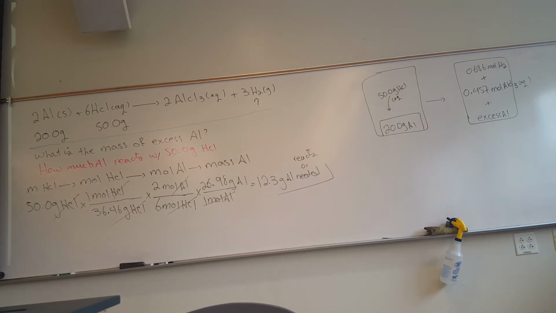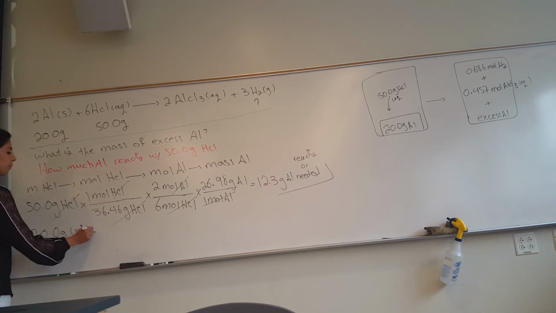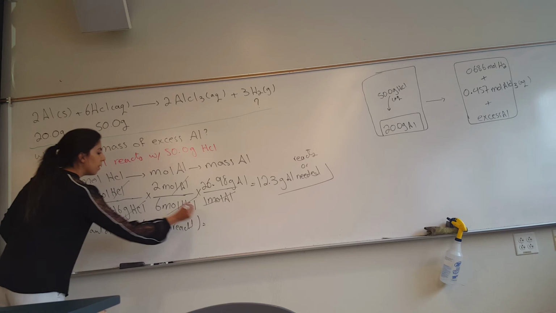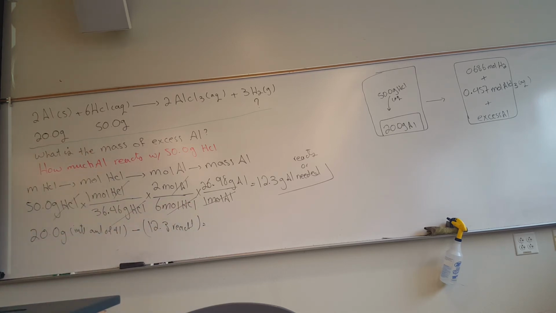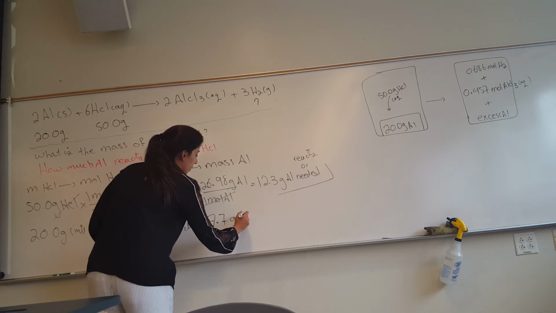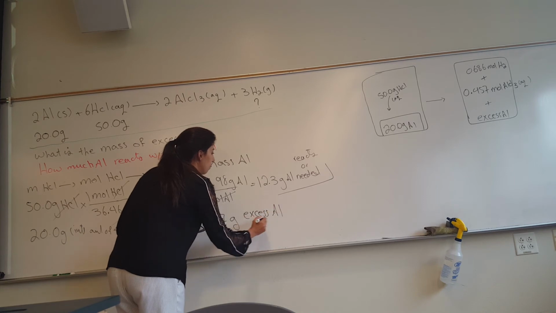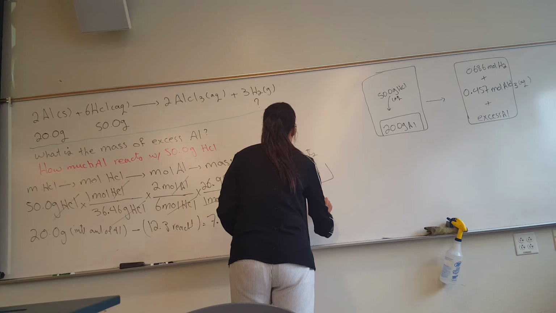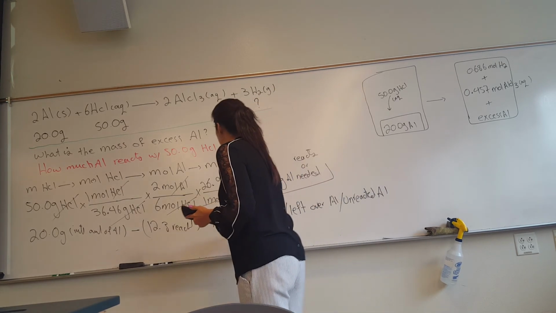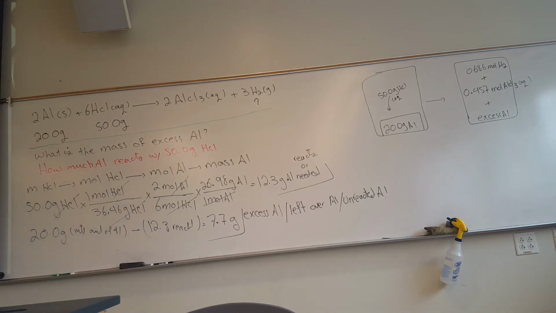Now, all I need is 12.3 grams, but what I'm given is 20 grams. So we should be able to find the excess aluminum. You take 20 grams, which is your initial amount of aluminum, and subtract the 12.3 that reacted. That gives you the excess aluminum, which is 7.7 grams. You call this excess aluminum, or leftover aluminum, or unreacted aluminum. Initial amount of aluminum.